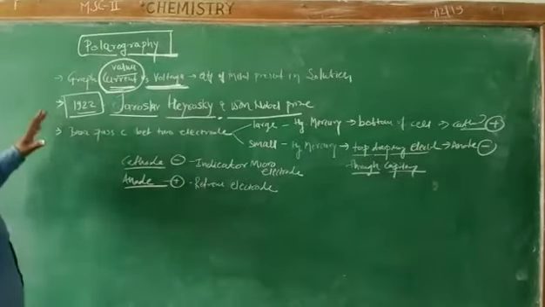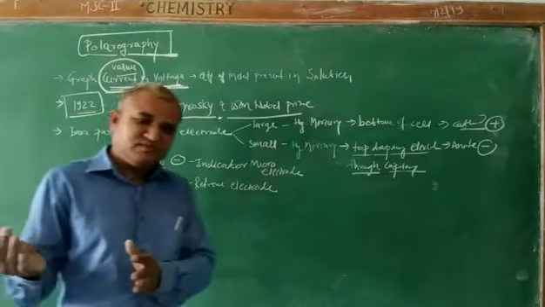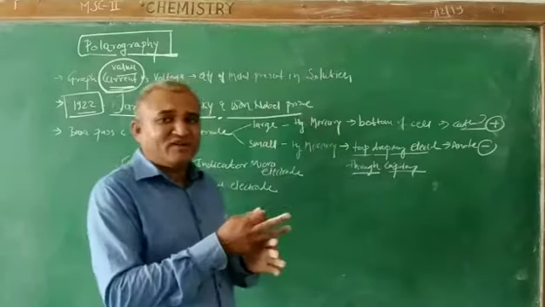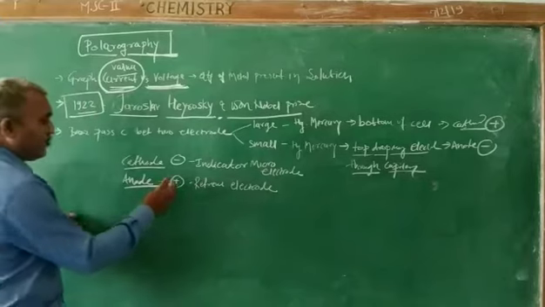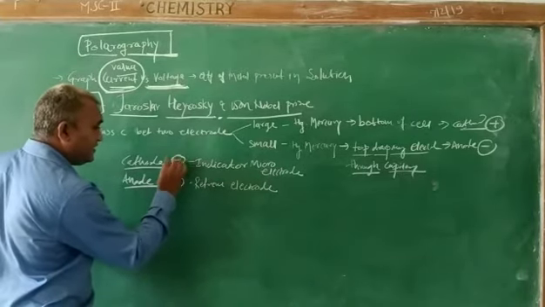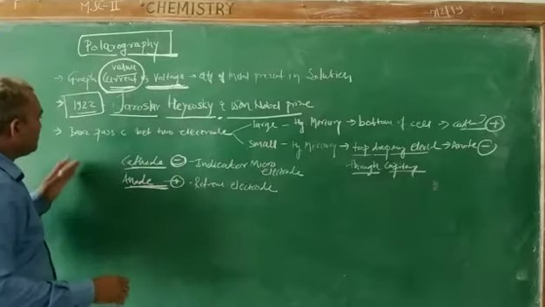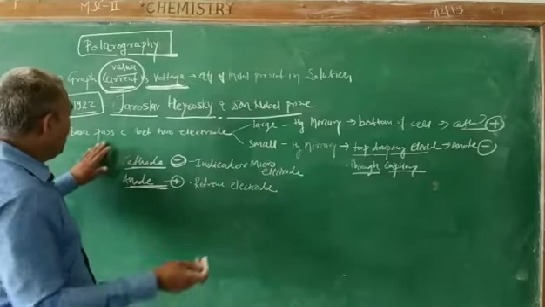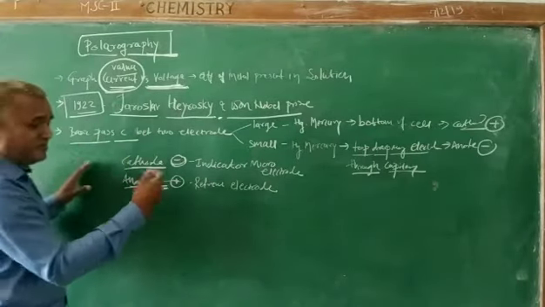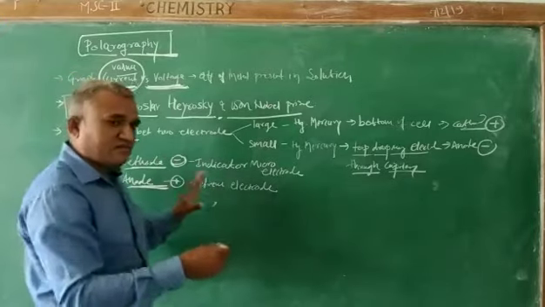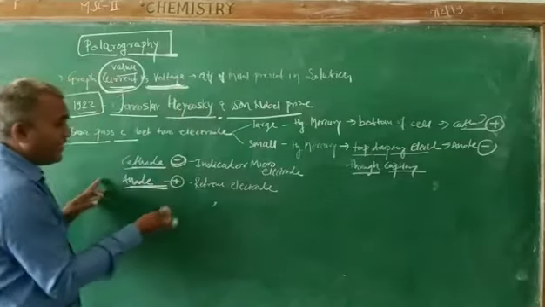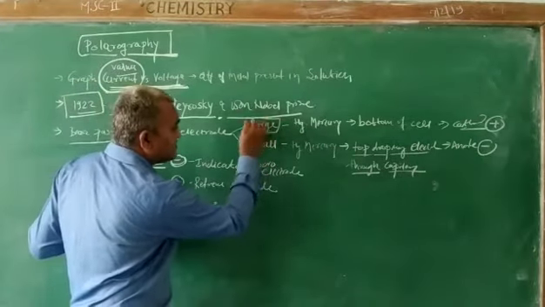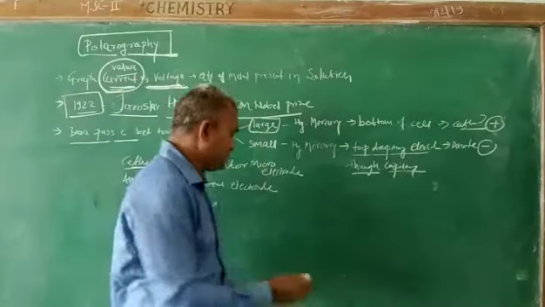In polarography we use two electrodes. It is an electrochemical, electroanalytical technique. The two electrodes are the anode and cathode. The anode is the positive terminal, and the cathode is the negative terminal. We pass the current between these two electrodes, anode and cathode. The anode is large in size and is kept at the bottom of the cell.